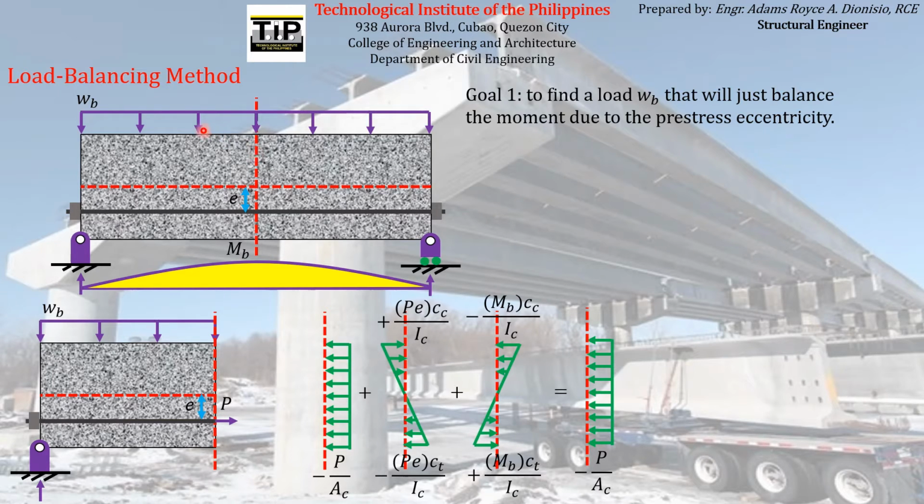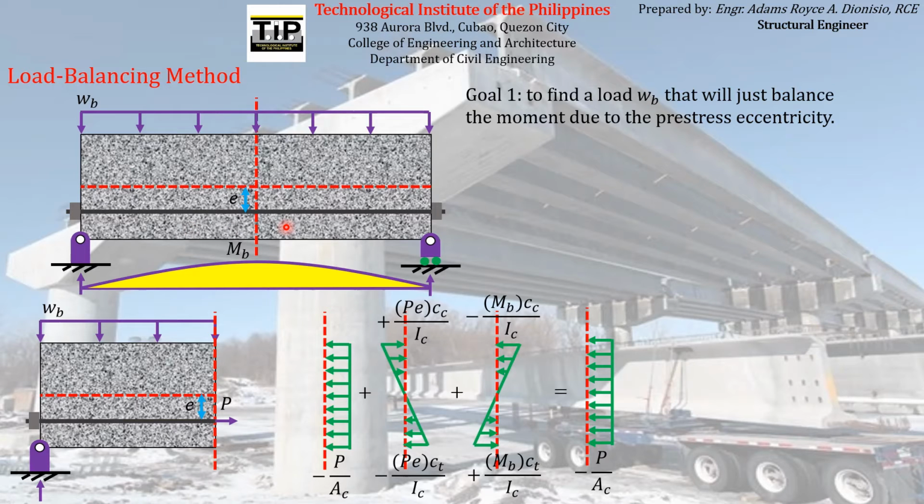So actually, that is the goal of the load balancing method, to produce a constant or uniformly distributed axial stress acting at every section of the concrete element itself. That is the goal of applying a balanced load. That's why it's called load balancing. That is the goal for this method, to produce uniform stresses acting at every section of the concrete element.